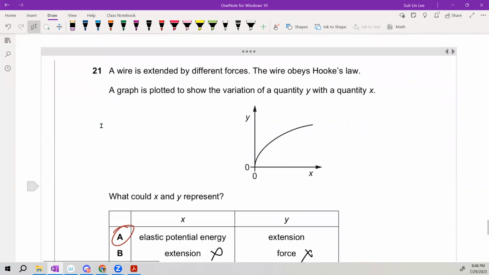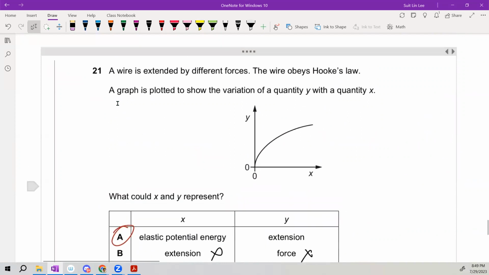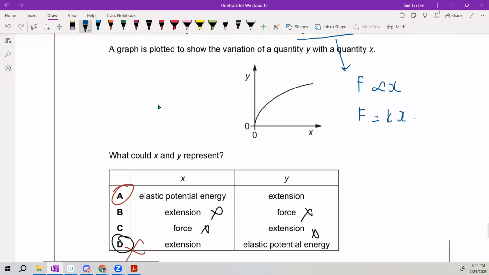Okay, another one. This one, you need to state the equation and test them. So this is a wire extended by different forces, and the wire obeys Hooke's law. Okay, just because the wire obeys Hooke's law, I already know F is proportional to x, or F is equal to Kx. So force and extension, you can throw away already. Okay, so now what I have left is elastic potential energy and extension. So I need another equation, which is E is equal to half Kx squared.